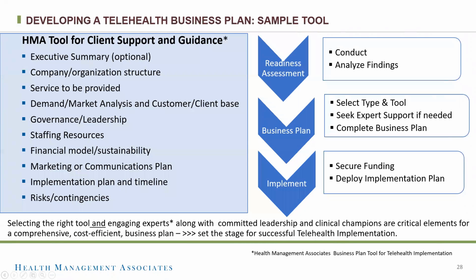The other content areas are the company organization structure, service to be provided, demand or market analysis and customer client base, governance or leadership above your program, staffing resources, financial model and how you will sustain it, your marketing and communication plan. This element is what I was referring to that could actually also help you with marketing your program, implementation plan and timeline, and addressing risks and contingencies.